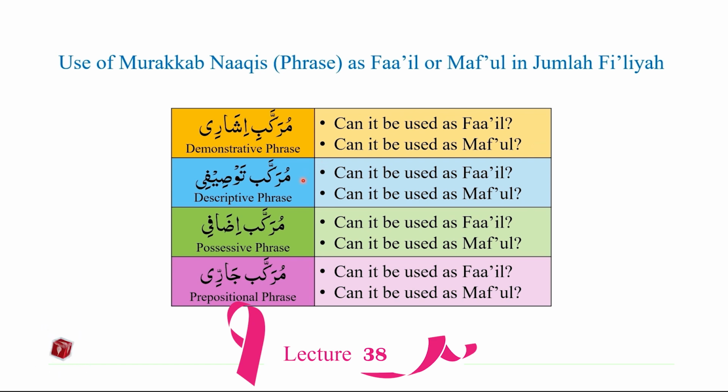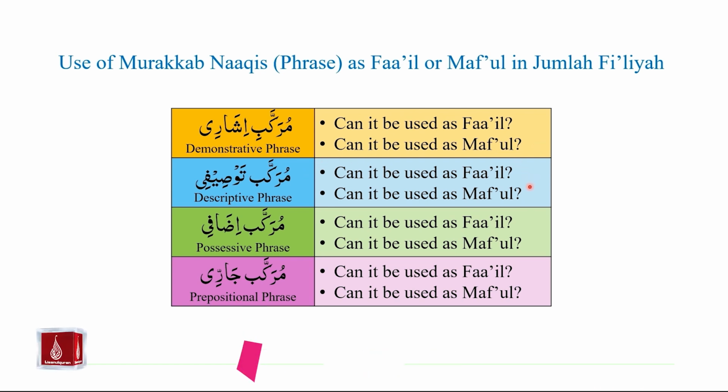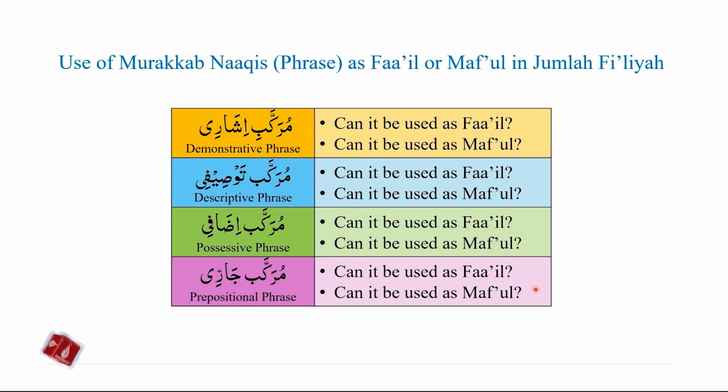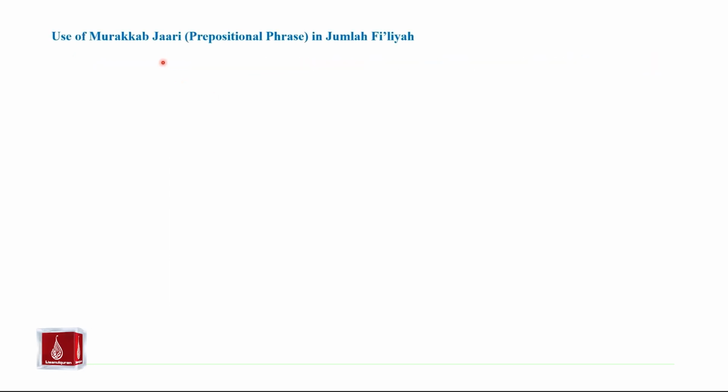Similarly, for murakkab tawsifi, we will ask if it can be used as fa'il or if it can be used as maf'ul. If murakkab izafi can be used as fa'il or maf'ul, and if murakkab jari can be used as fa'il or maf'ul. We will look at each murakkab individually, and we will see whether or not they can be used as fa'il or maf'ul in Jumla Fe'liya. Let us start with the use of murakkab jari or prepositional phrase in Jumla Fe'liya.